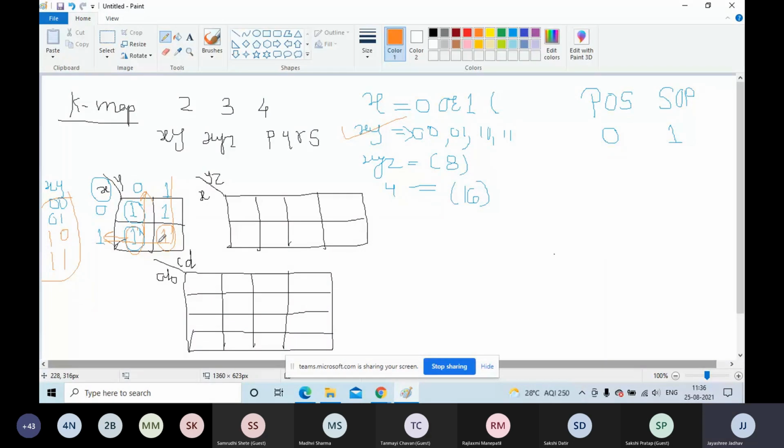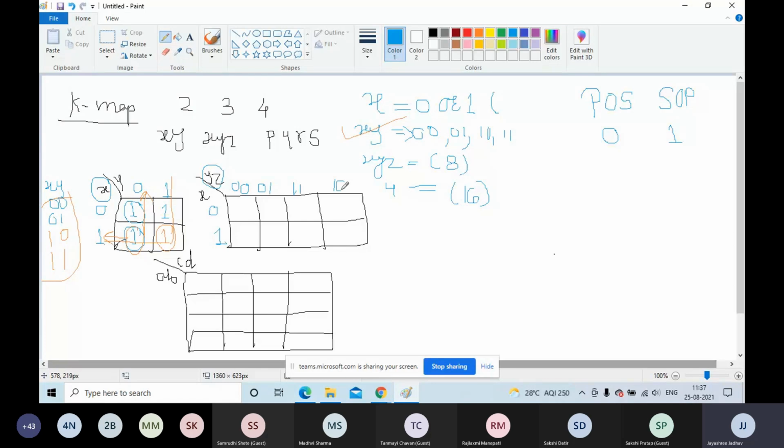Now, same way for x, y and z. So, we know that here we are getting 8 combinations. So, for this x, I can write here 0 or 1. The value of x is either 0 or 1. Now, the two variables are there. So, for two variables, you know the combinations. I can write for yz as 0 0, 0 1, 1 1 and 1 0.